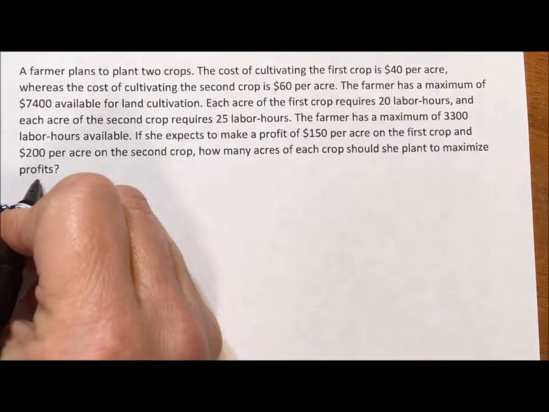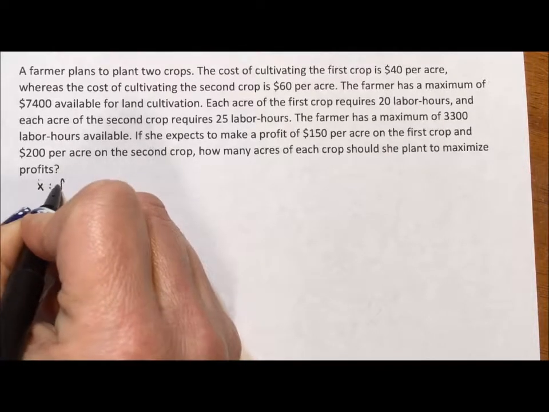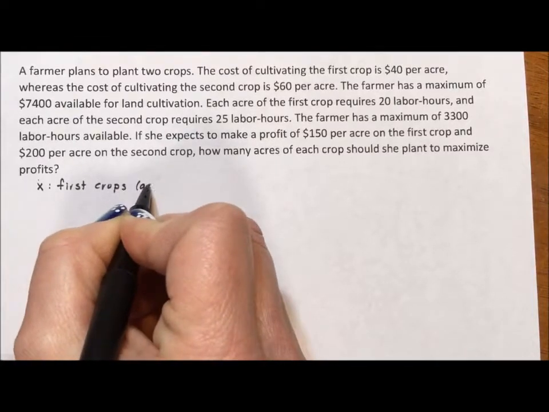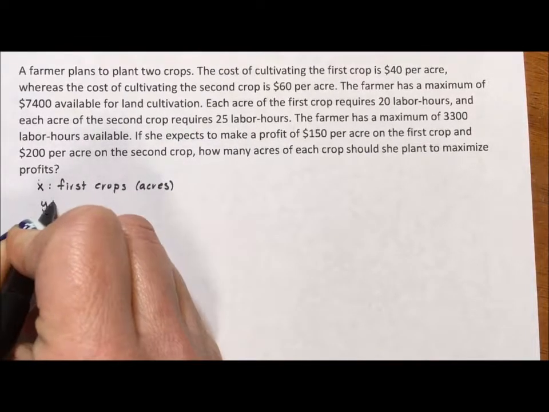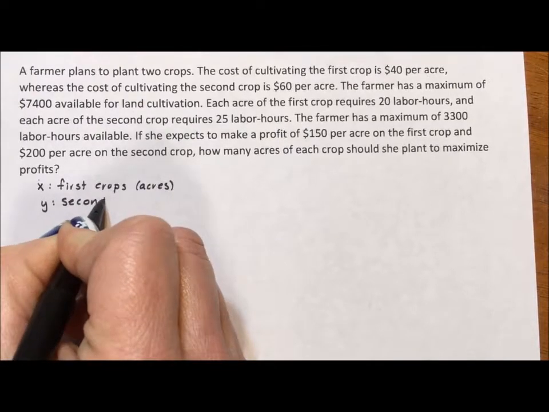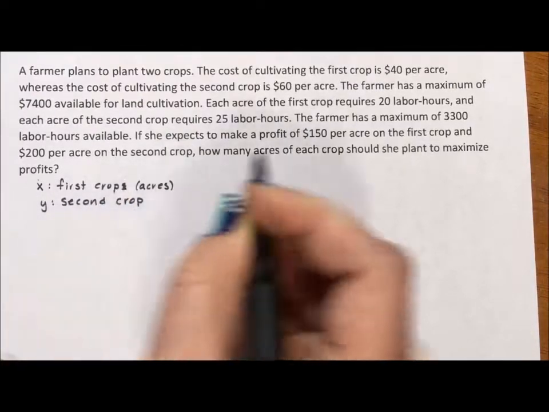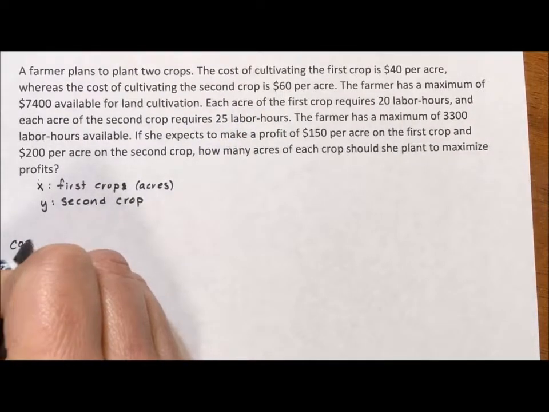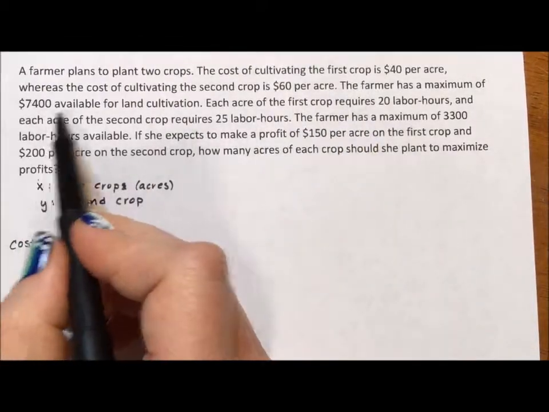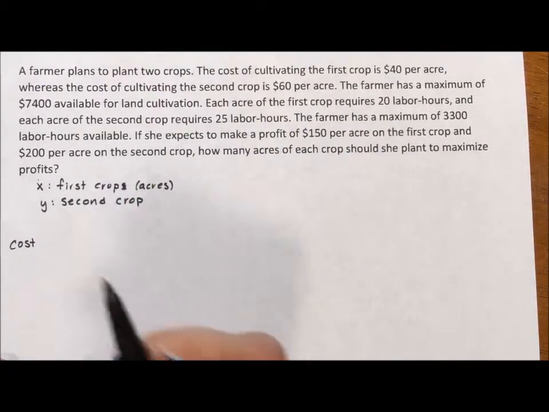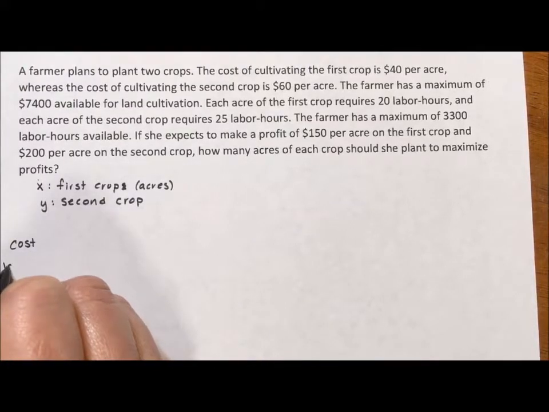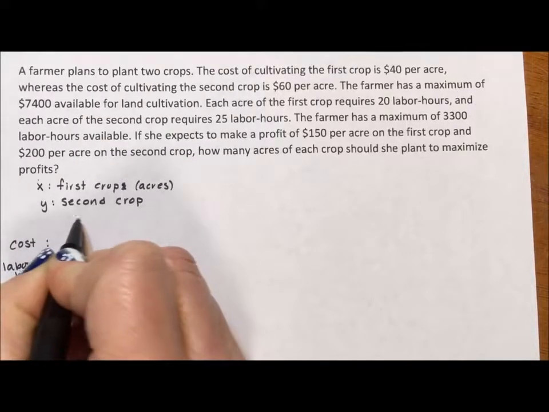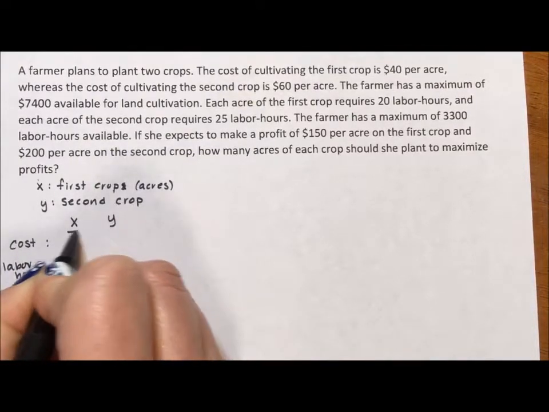Okay, so I'm going to say that X is representing the first crop, specifically acres of the first crop, and Y is going to represent the second crop. And when we read this, it says cost is one of my limiting factors, and the second is labor hours. So we have first crop, second crop.